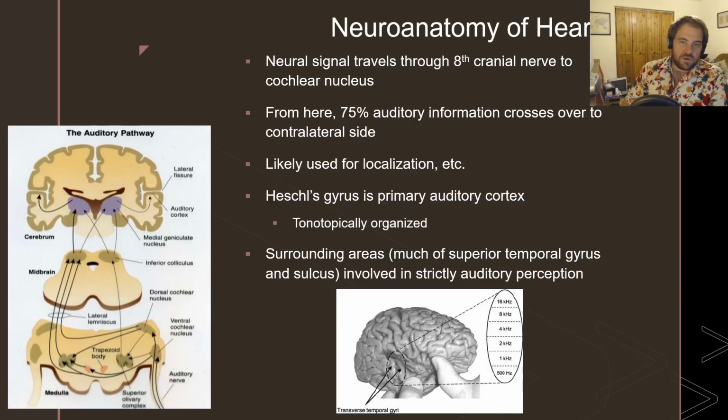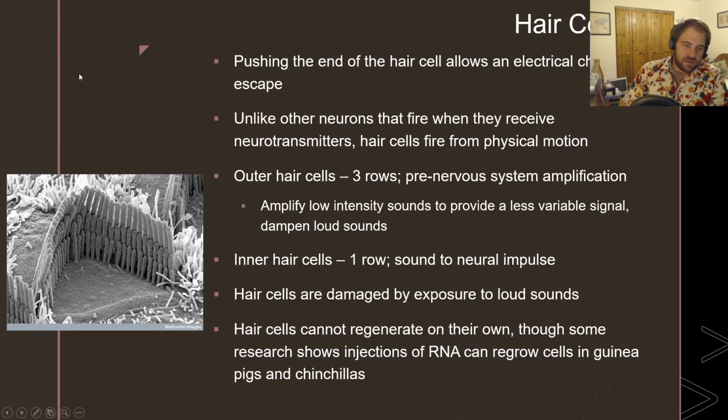We're going to go into neuroanatomy in a second. So our hair cells can't regenerate on their own. Once they're dead, they're dead. And they're damaged by exposure to loud sounds. Or like we just said, they're also damaged just by constant exposure to sound. So you can be exposed to a loud sound for a short amount of time and have damage to your hearing. Or you can be exposed to a slightly loud sound for a long period of time and have damage to your hearing as well.